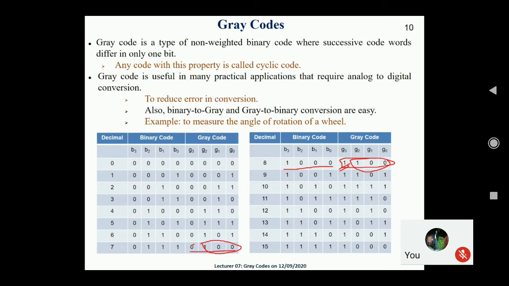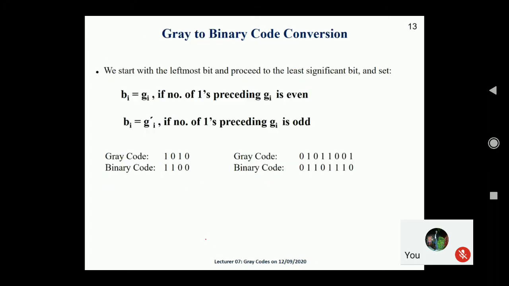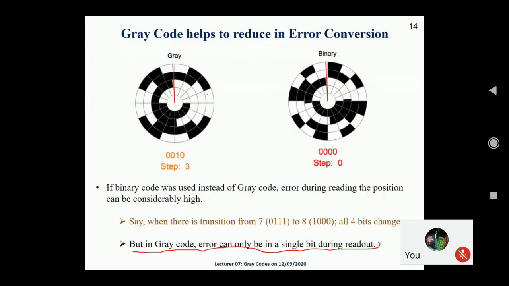So if you are considering any particular sequence of binary bits or Gray codes, only 1 bit is different. This way we can say that using the Gray code helps to reduce the errors. Okay, so this is about the Gray code. Any doubt up to this point? Any doubt? No, sir.